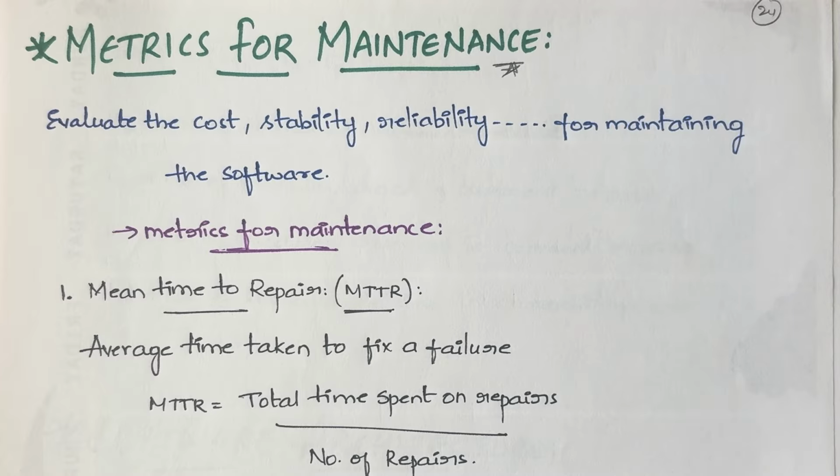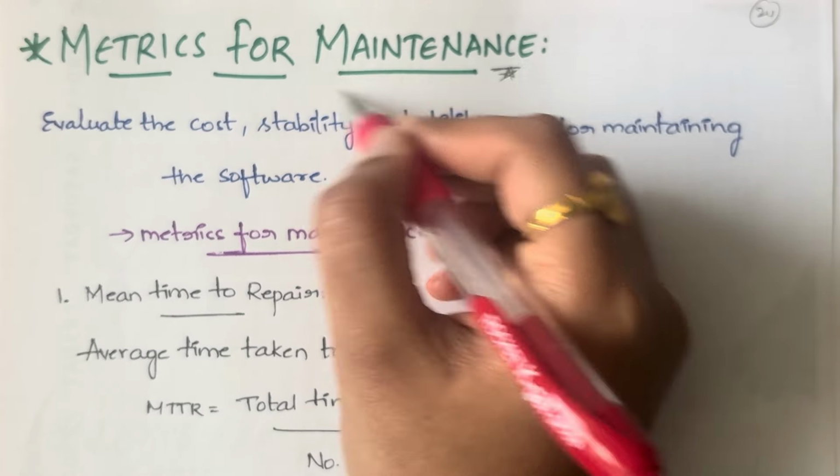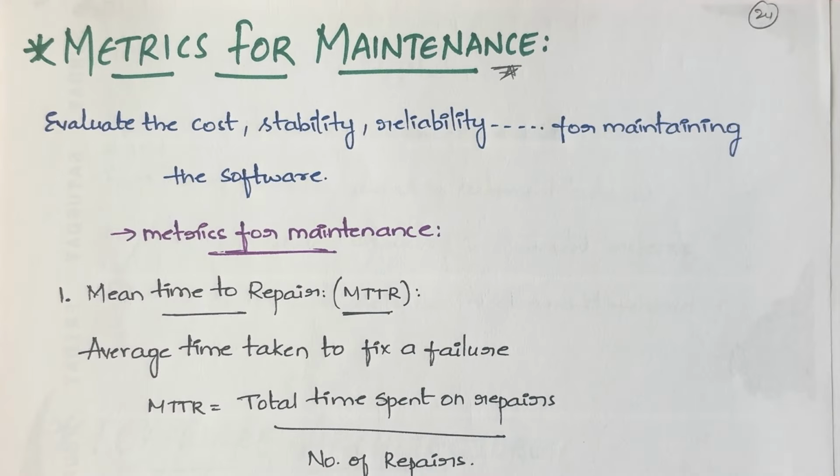So first of all, what is maintenance? What do you mean by maintenance? In SDLC we have different phases. We have requirements, analysis, design, coding, and then we have testing and maintenance. Maintenance is nothing but, once you give your product to the customers, we should still help them, we should still support them if there are any issues.